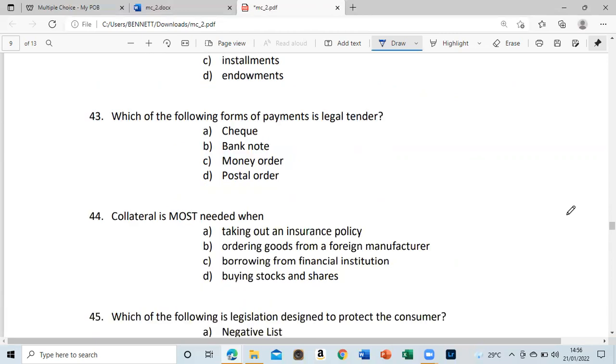Let's move on to 43. Which of the following forms of payment is a legal tender? Is it a check, a banknote, a money order, or a postal order? And number 43 would be C, a money order.